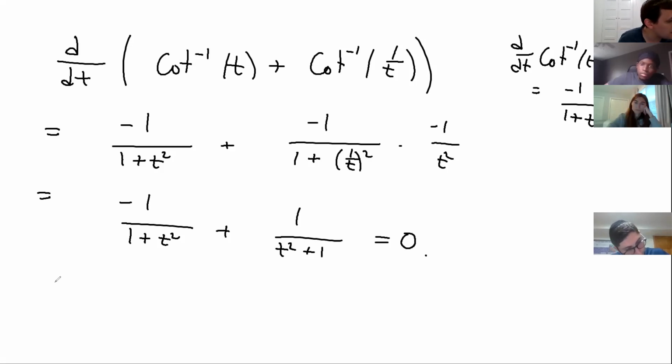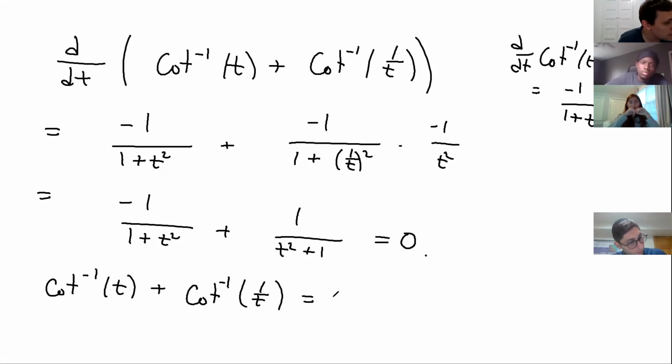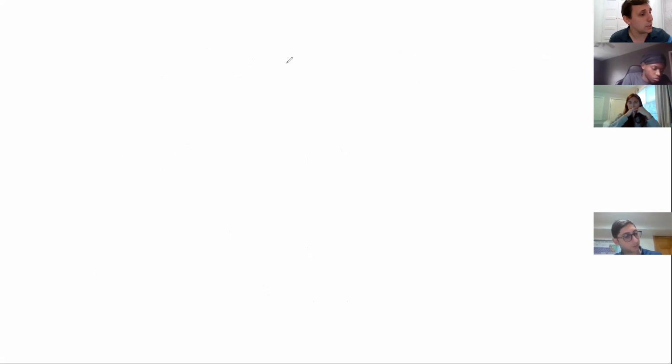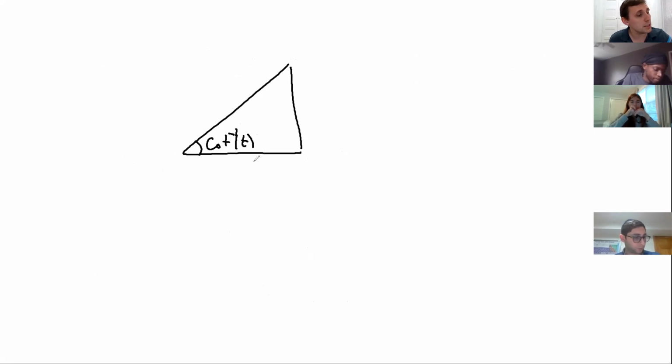Very important one, guys. Cotangent inverse of t plus cotangent inverse of 1 over t is simply a constant. Now, what is that constant? Let's try to understand what that constant is, guys. Let's look at cotangent inverse of t for a second. If this is cotangent inverse of t, that means that adjacent over opposite is t. So this is t, and this is 1. This is pi over 2. What is this angle, guys, in terms of cotangent? Look at that angle, please. Tell me what the angle is in terms of cotangent.